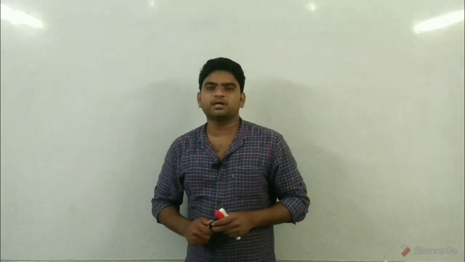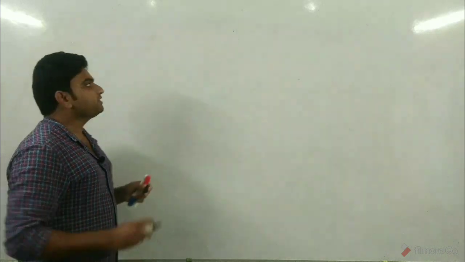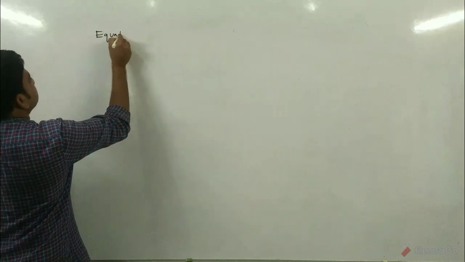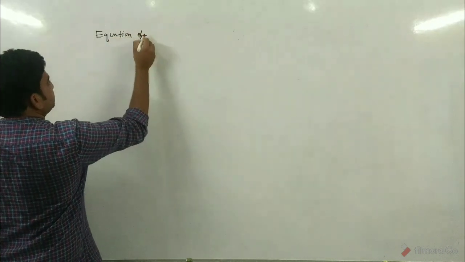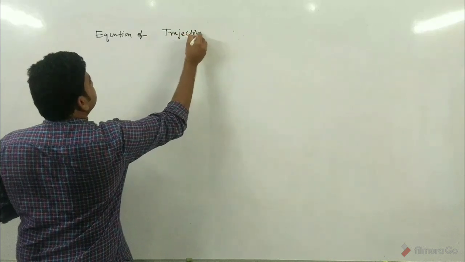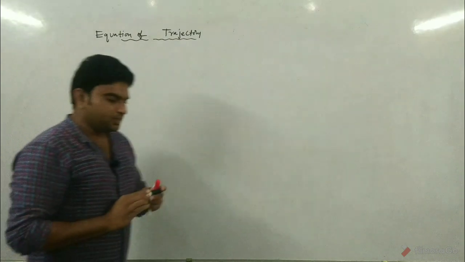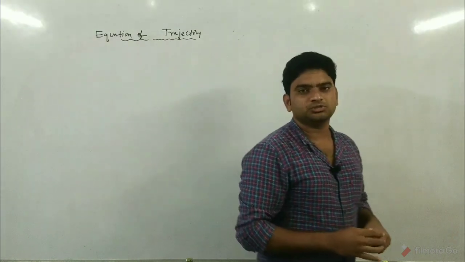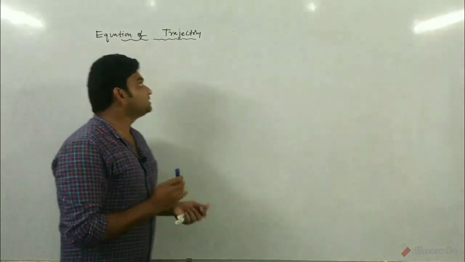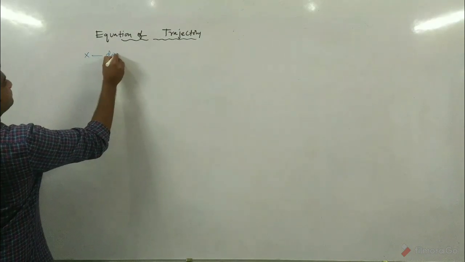Now we are going to explain something called equation of trajectory. So the very next concept is what? Equation of trajectory. That's what I am writing here. To find the equation of trajectory, here also we need to take two directional motion, that is along x direction and along y direction. So first let me consider the motion along the x axis.